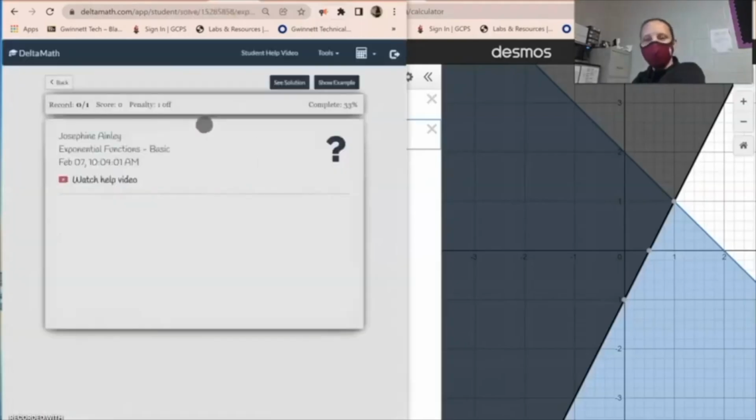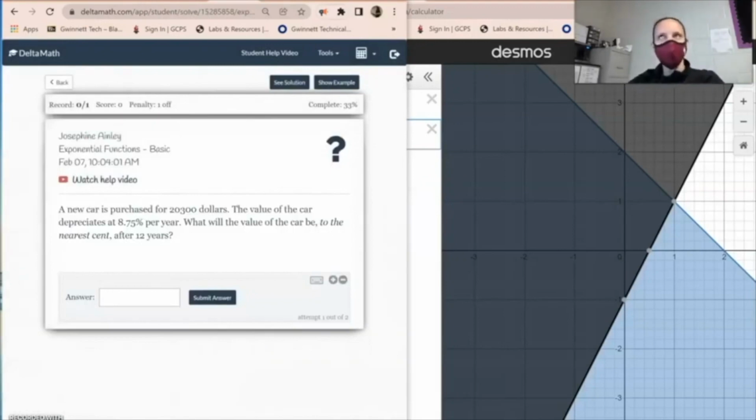All right, and then it's half-life, whether it's, what was the other one? Double. So for mine, it says a new car is purchased. The value of the car depreciates. And what does that mean? Depreciate means that it goes down.